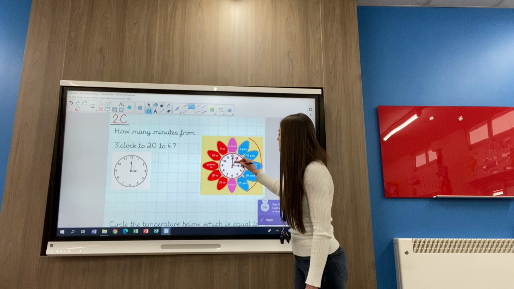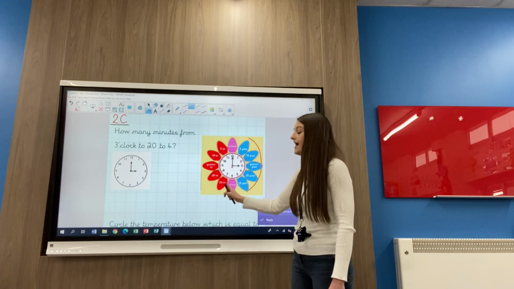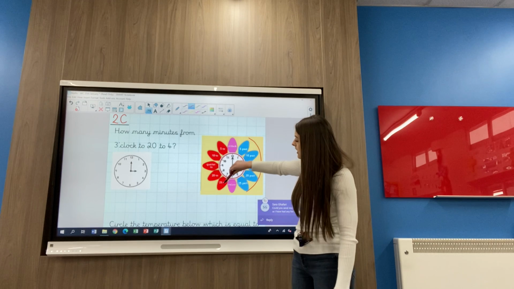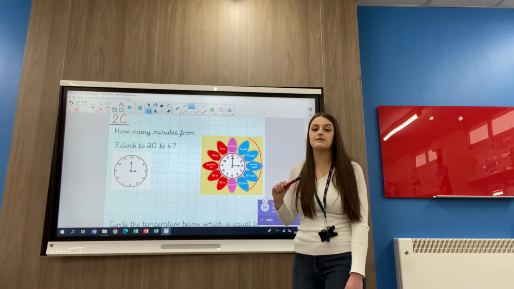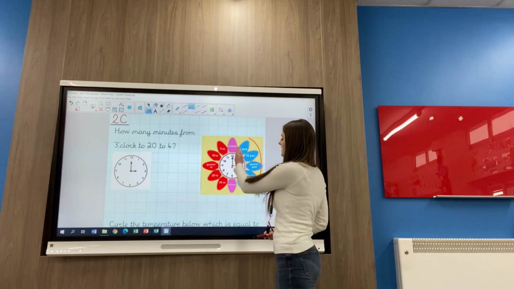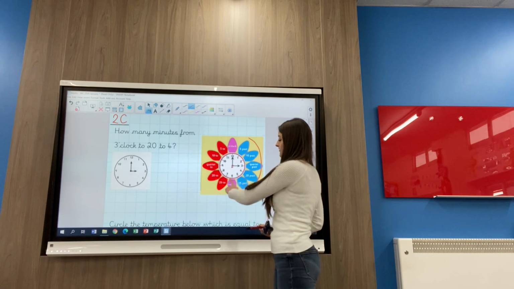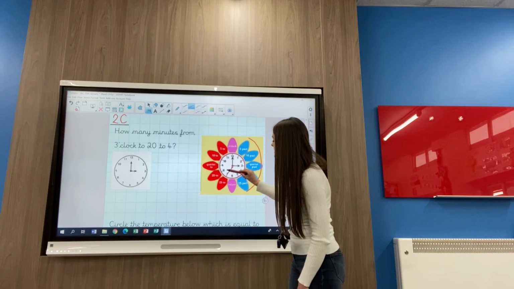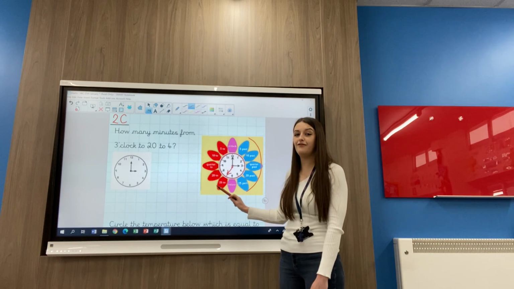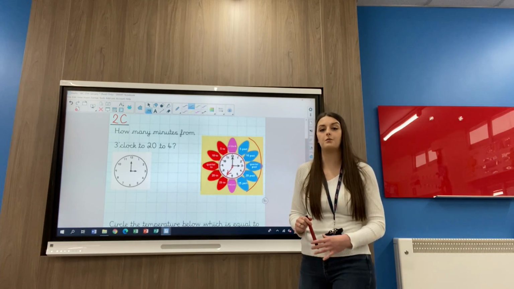So on this side of my clock, we've got the minutes past. But then as soon as it gets past half past, we start counting how many minutes to the next hour, okay? So it'd be how many minutes? I've got 3 o'clock here. If my big hand was on 25 to here, it would be telling me that there's 25 minutes to the next hour, which would be 4 o'clock, okay?